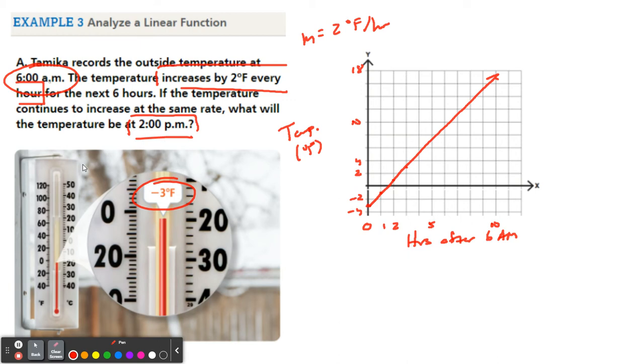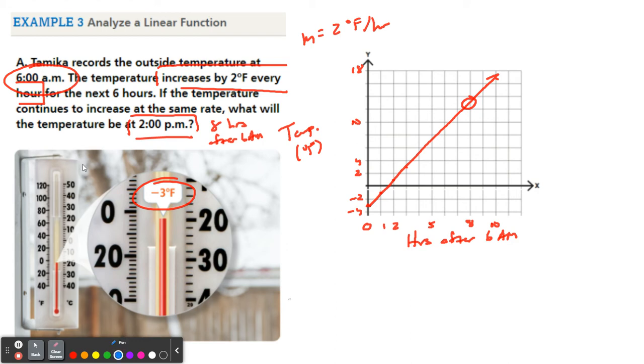Now we have to think about it. How many hours after 6 a.m. is 2 p.m.? Well, it takes 6 hours to get from 6 a.m. to noon, and then 2 more hours to get to 2 p.m. So this is going to be 8 hours after 6 a.m. So 1, 2, 3, 4, 5, 6, 7, 8. At 8 hours, we are right around here.